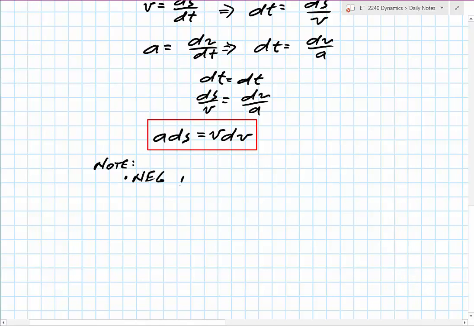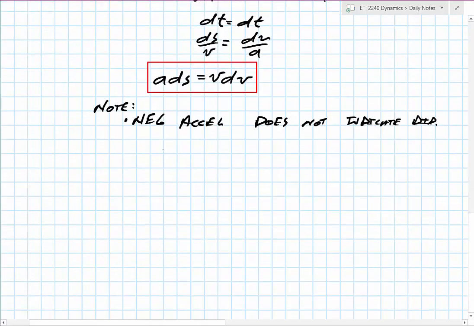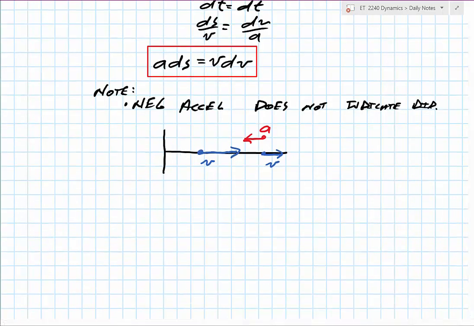So our negative acceleration does not indicate direction. And you might be able to see this with a little example. I could have a scenario where I have a velocity at one point, and I'll designate my magnitude of velocity with these arrows. I might have some velocity here, and then of course if it gets smaller, I know my acceleration must be pointing in the negative direction to the left. And my direction, of course, was pointing to the right.